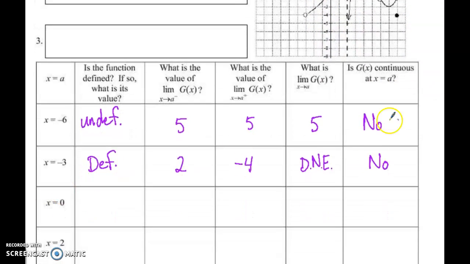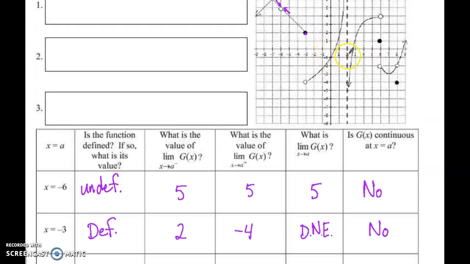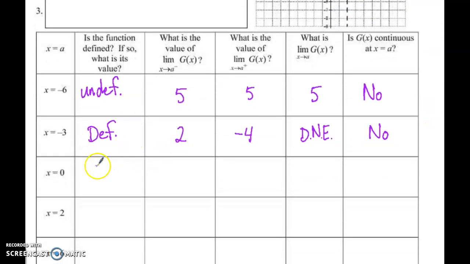So moving forward, look at x equals 0. Well, at x equals 0, right here, it is defined. It's at -1. The left side, it's approaching -1. The right side is approaching -1. I guess I should have written down the defined value here. Defined, and that defined value is -1. The left side is -1. The right side is -1. Since the left side equals the right side, the limit does exist, and it is -1. And we would say that it is continuous at x equals 0.